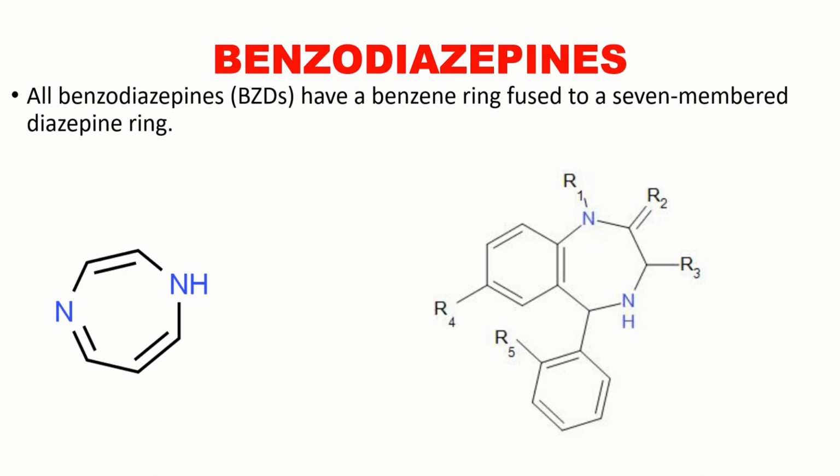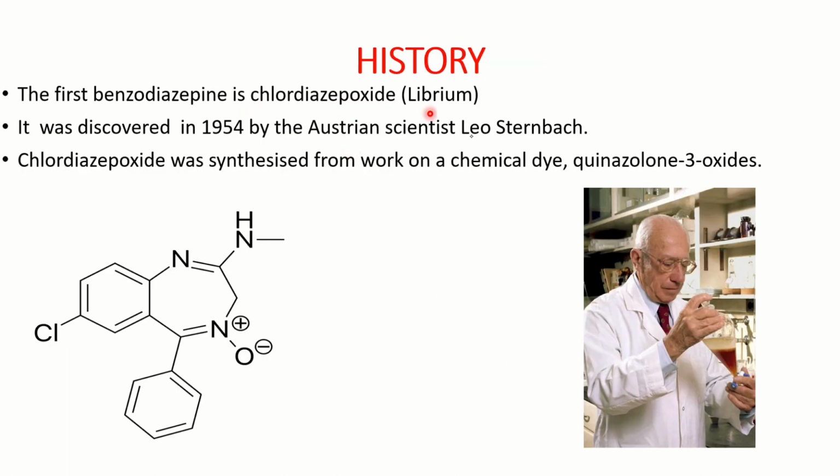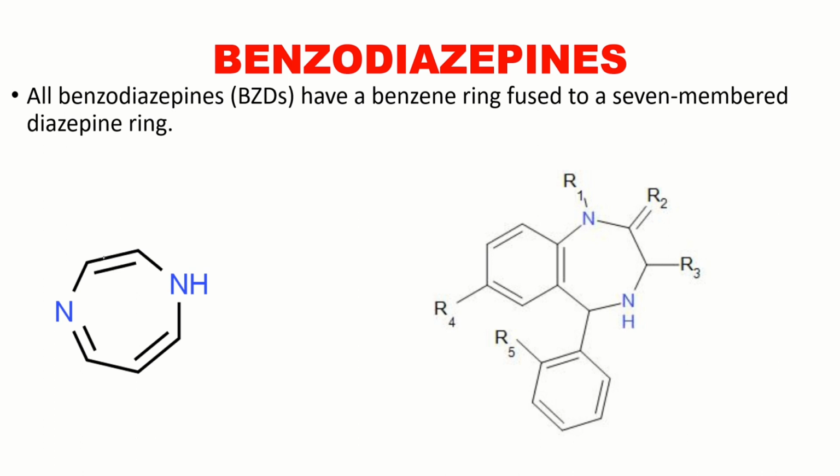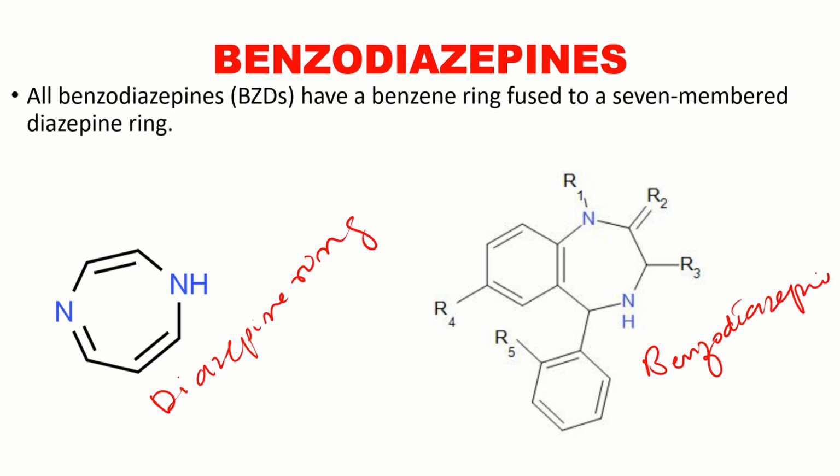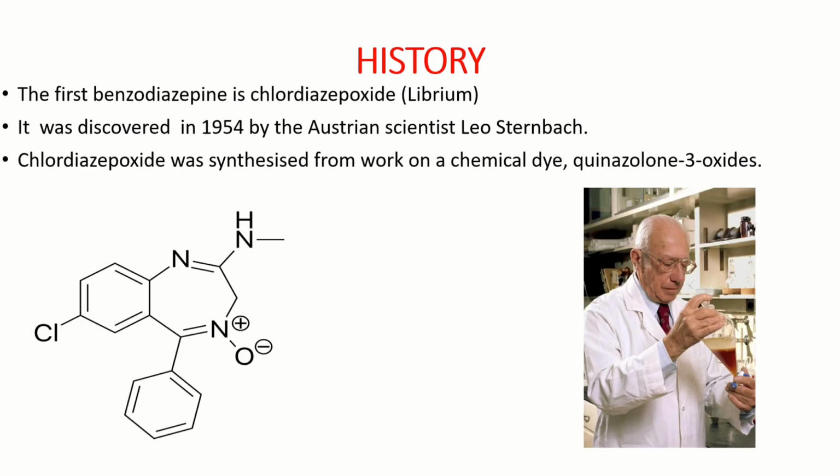Now come to the benzodiazepines. All benzodiazepines have a benzene ring fused to a 7-member diazepine ring. You can see the structure of diazepine on the screen. When it is bound to a benzene ring, it is known as a benzodiazepine. In the structure of benzodiazepine, the positions R1, R2, R3, R4 and R5 are variable and change in every drug of the benzodiazepines, while the other components of the structure remain constant for each drug of the benzodiazepines.